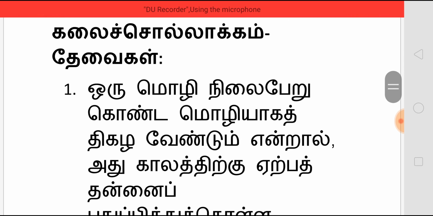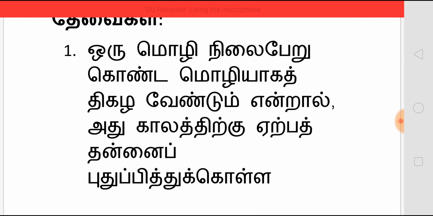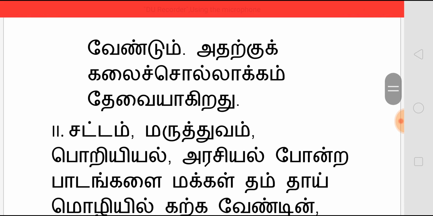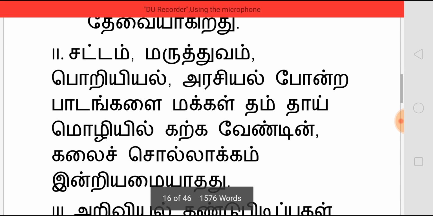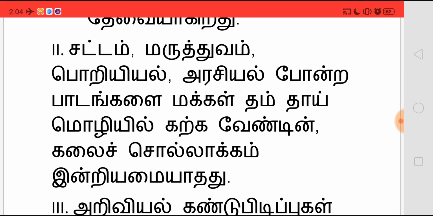Now what is the need for making these Kalai Sorkal? If you want to make one language a permanent language, then that language should keep on adapting and renovating itself as days pass. And in order to make that language survive in this developing world, we have to create new words in that language. And in law, medical, engineering and politics, if the people have to learn all these subjects in their own languages, then we have to create Kalai Sorkal.